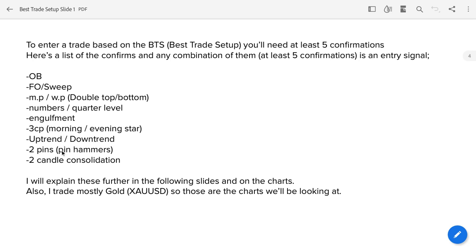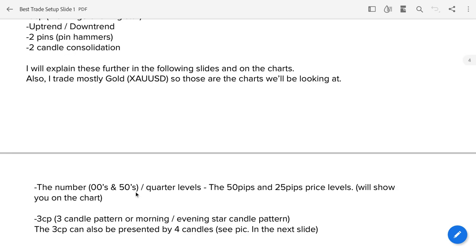Uptrend or downtrend, two pins. I will show you that on the charts what I mean, but you might know it as a different name. What matters is we understand. We might call things differently, but as long as we understand what we're talking about, that's the most important thing at the end of the day. Two candle consolidation. This is a name I gave to a certain two candle formation that happens. I will show you on the charts what that means.